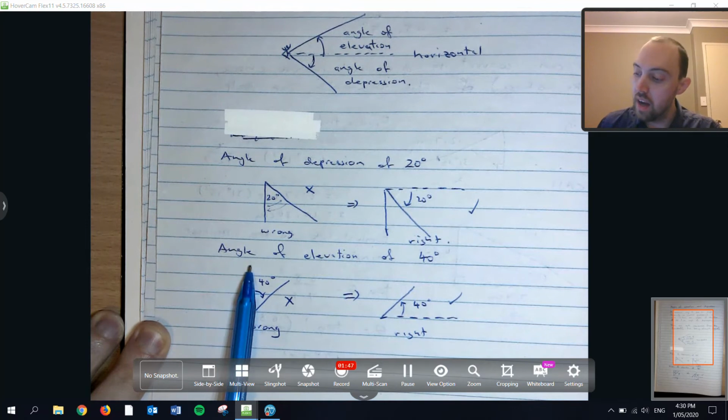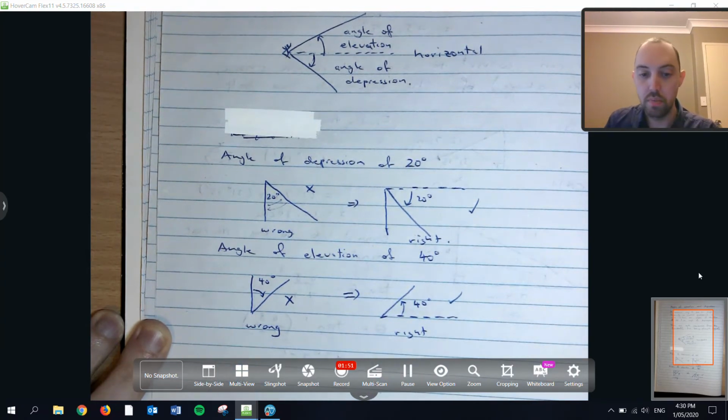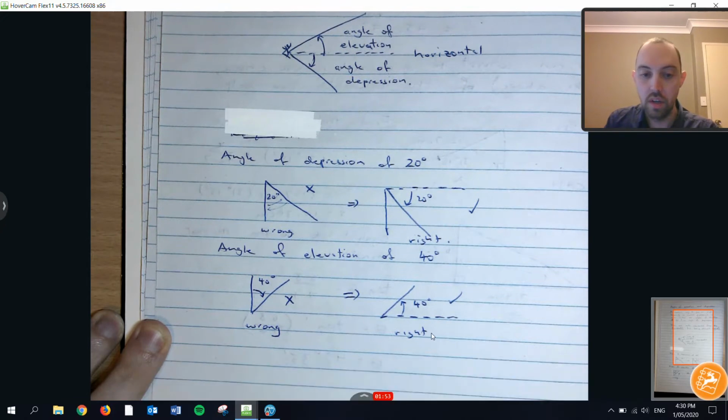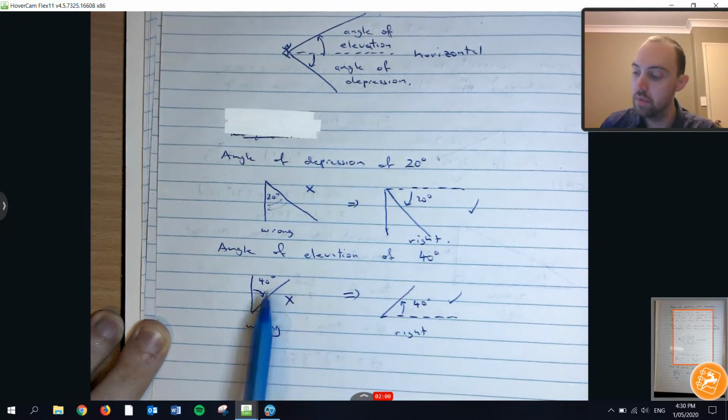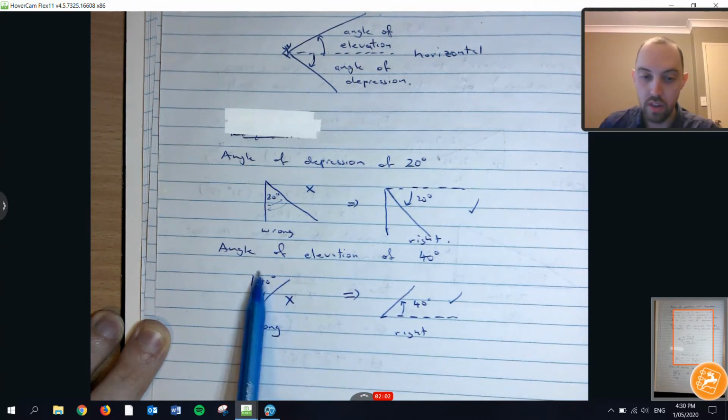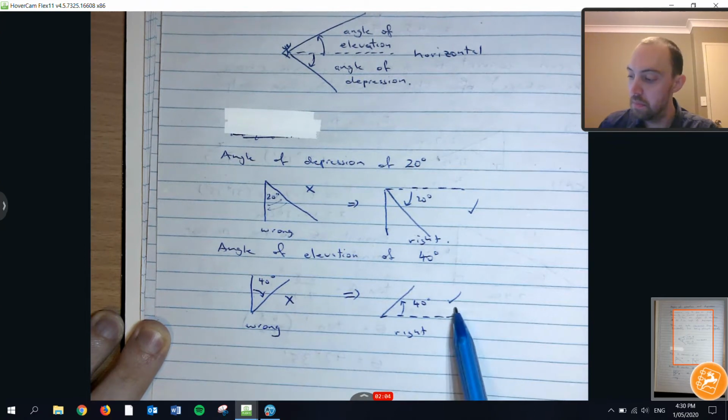Otherwise, we had the angle of elevation, which is not from the vertical up. It is from the horizontal, then up. So not this, but yes to this.